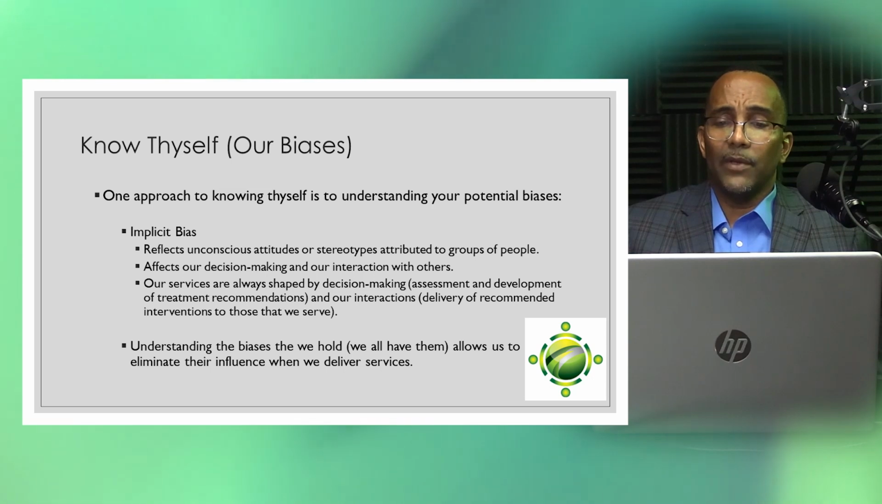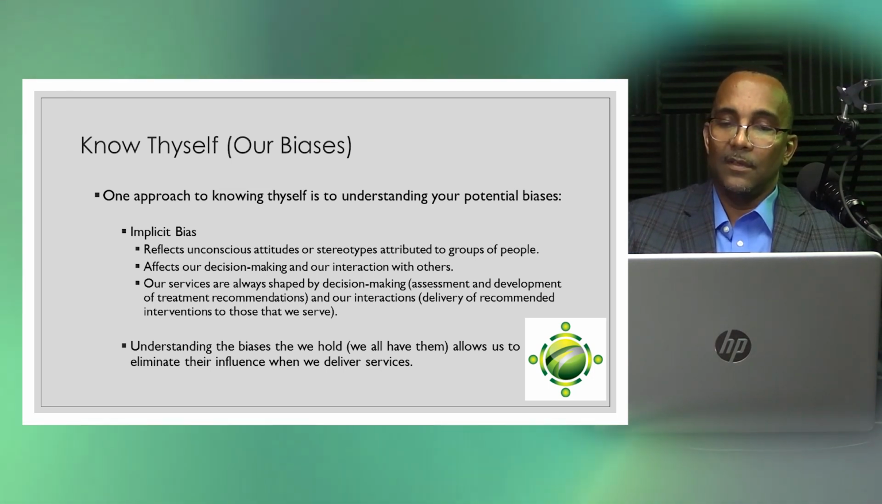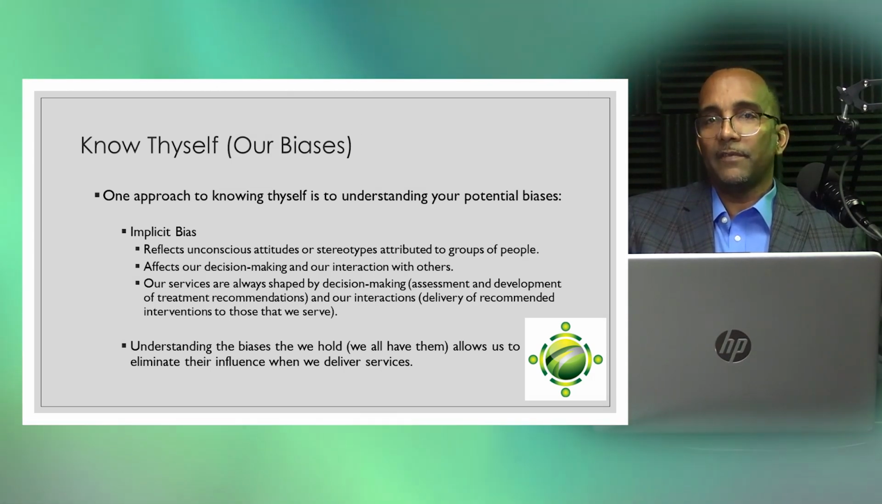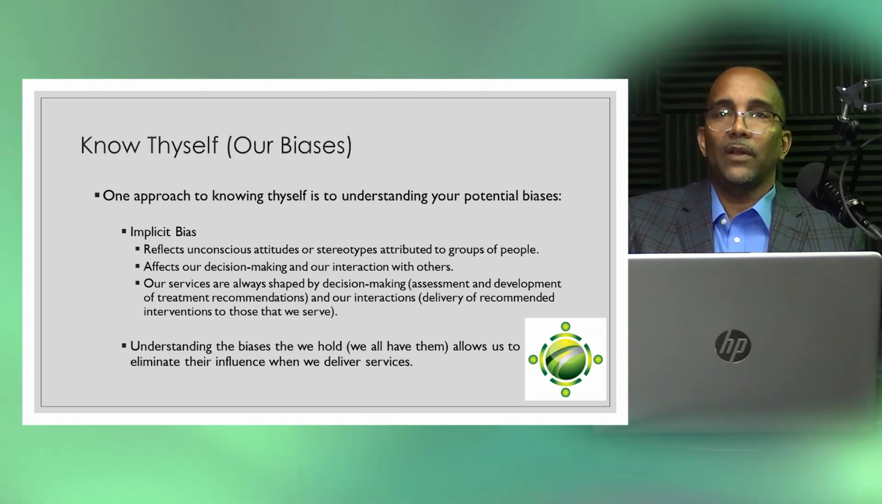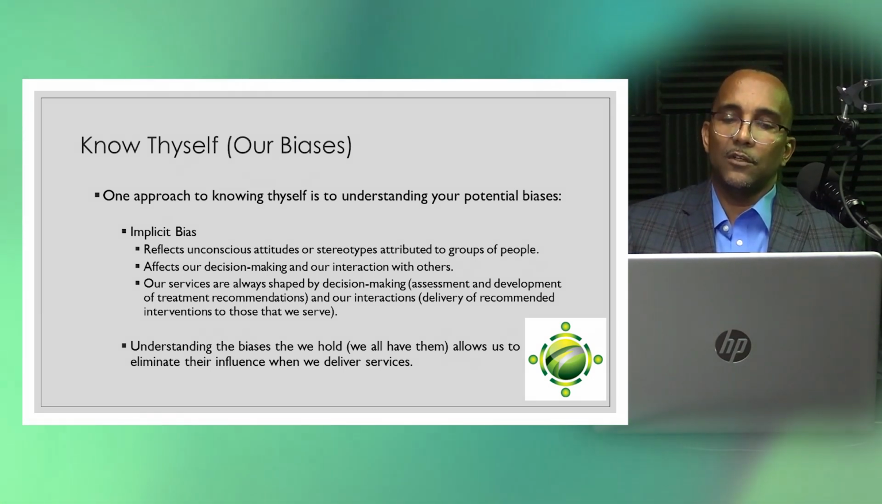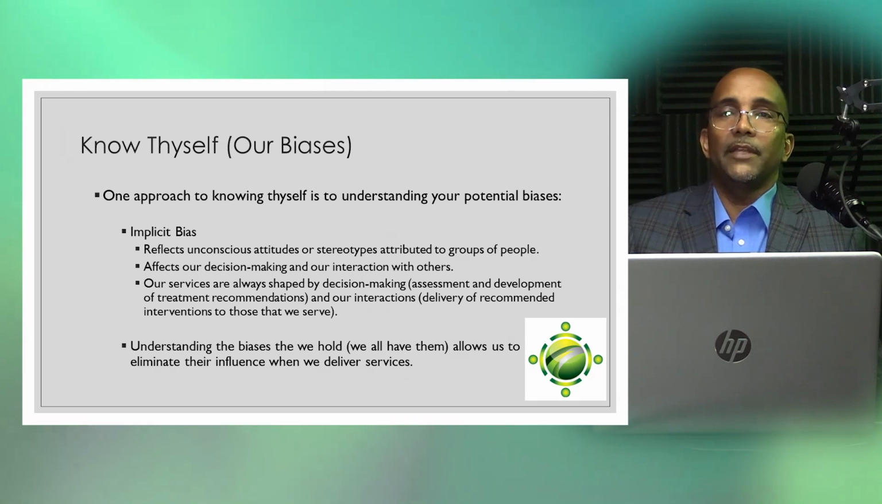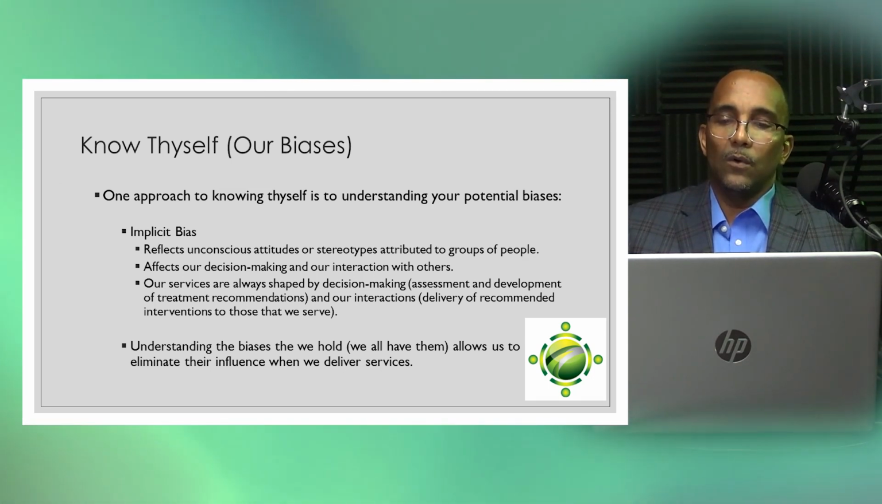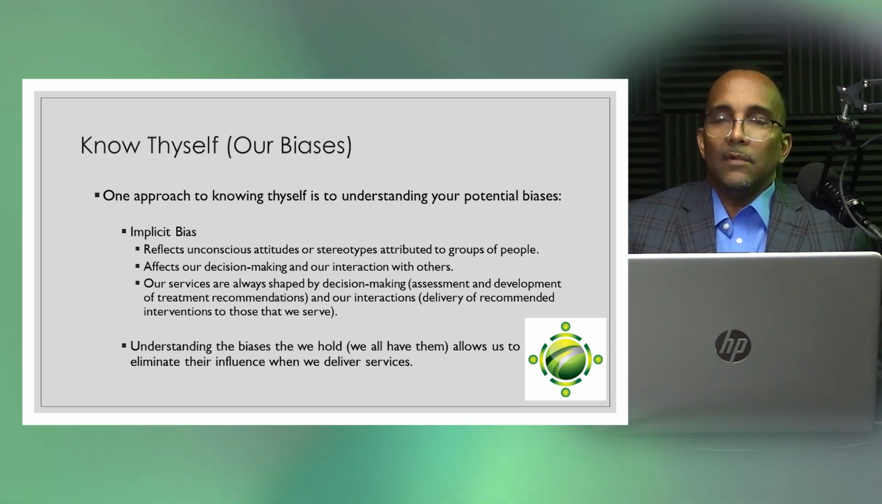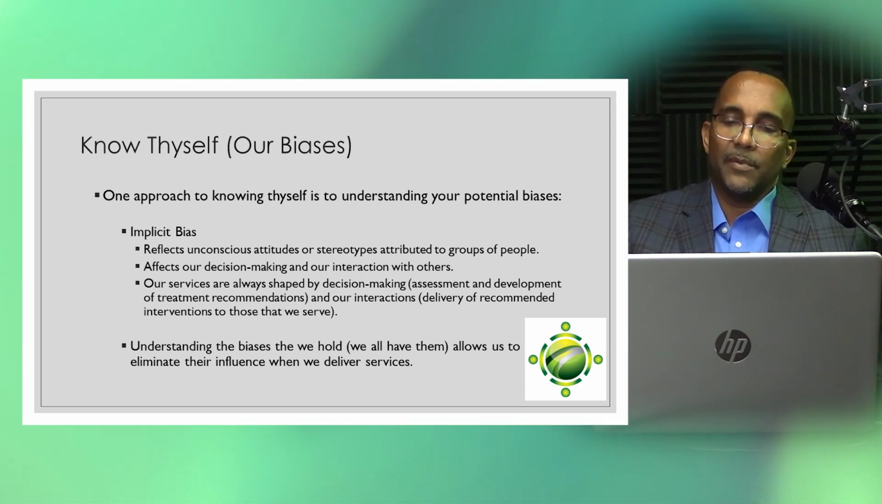Understanding the biases that we hold, and we do all have biases, allows us to eliminate their influence when we deliver services. Okay? So it's like in the scientific model, we want to eliminate extraneous variables that can have an impact on our experiment, so to speak. Well, we're science-based as ABA practitioners. We're always trying to eliminate bias, eliminate those extraneous variables. So whatever strategies or methods that we can utilize to do that obviously makes us more effective as practitioners.